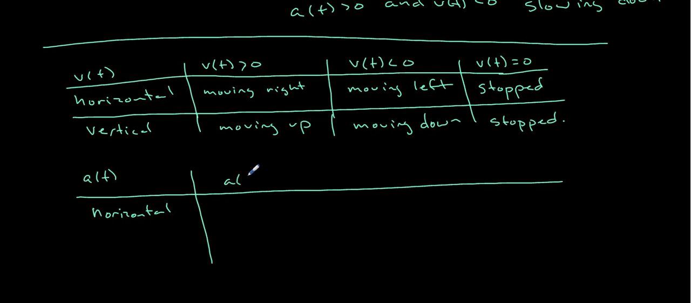Let's say A of t is greater than 0. If A of t is greater than 0, what does that mean? Accelerating which way? Well, greater than 0 means which way? Left or right?